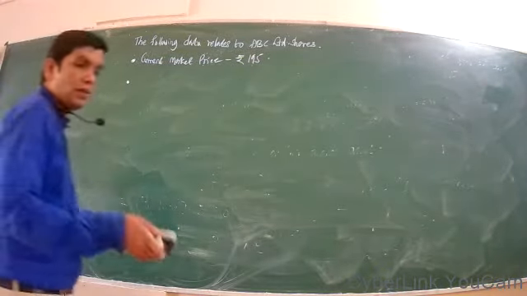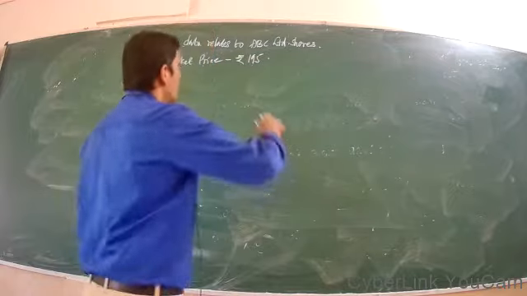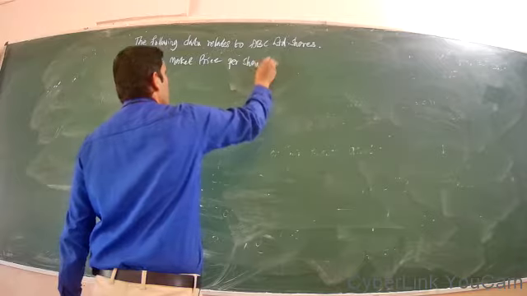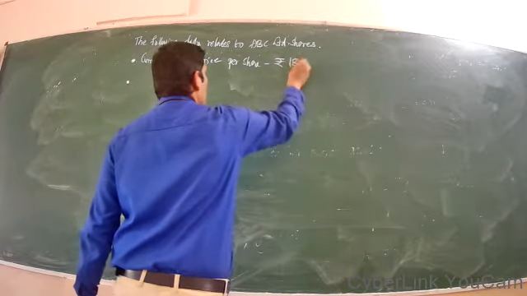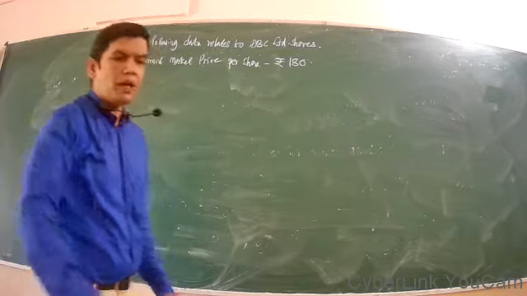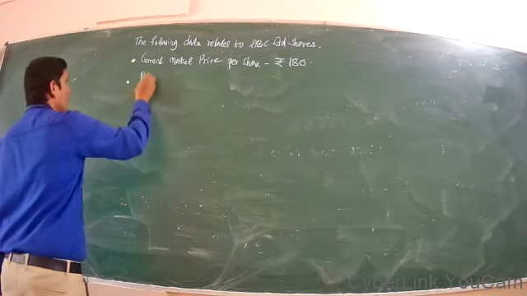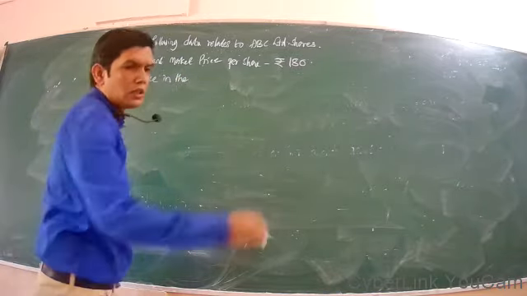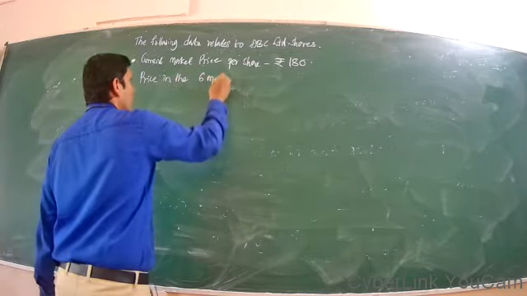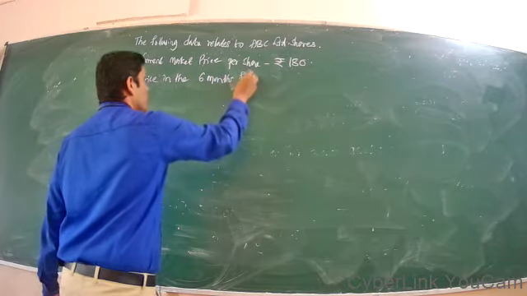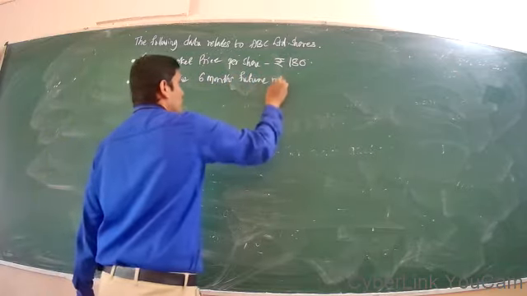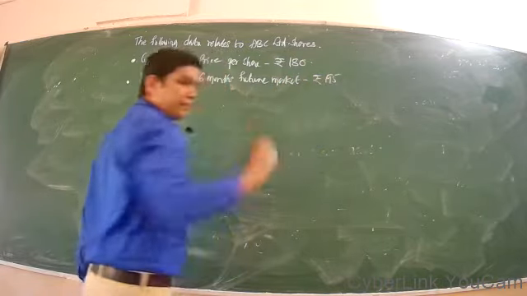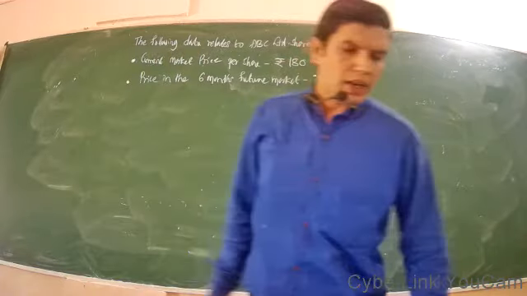Current market price per share is rupees 180. Price in the 6-month futures market is rupees 195. So this is the future price.